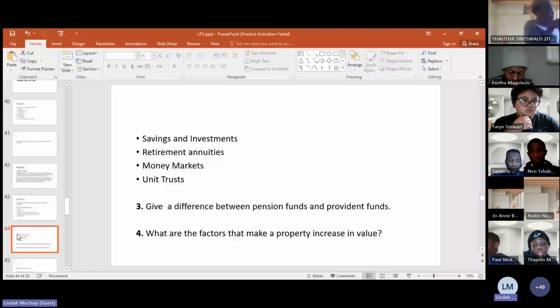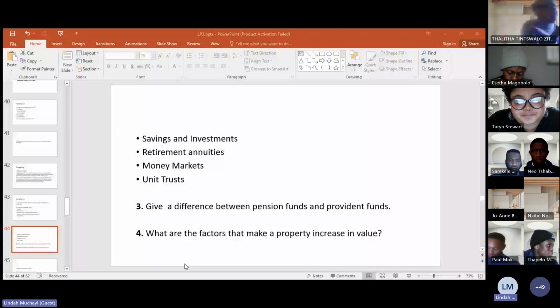Like some people, I think 2 years back, one of my colleagues was saying he bought his house for 600,000, but now the market value is 2.2 million if he wants to sell it now. So what makes property increase in value?